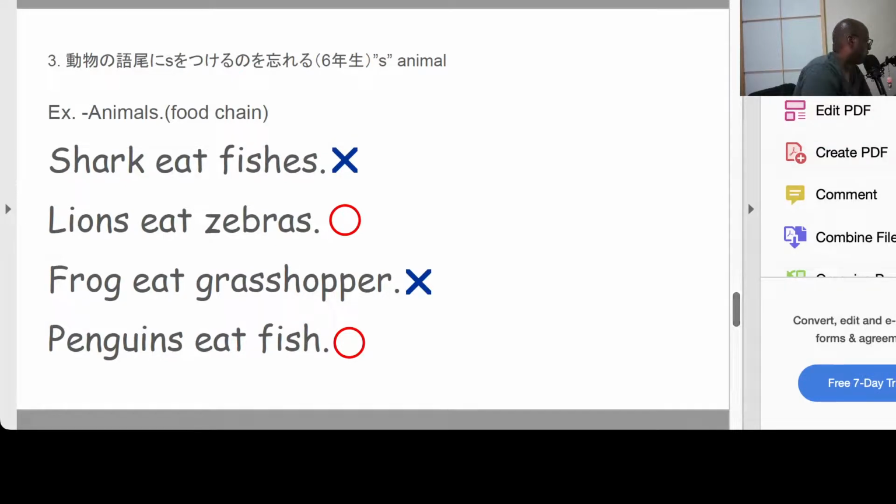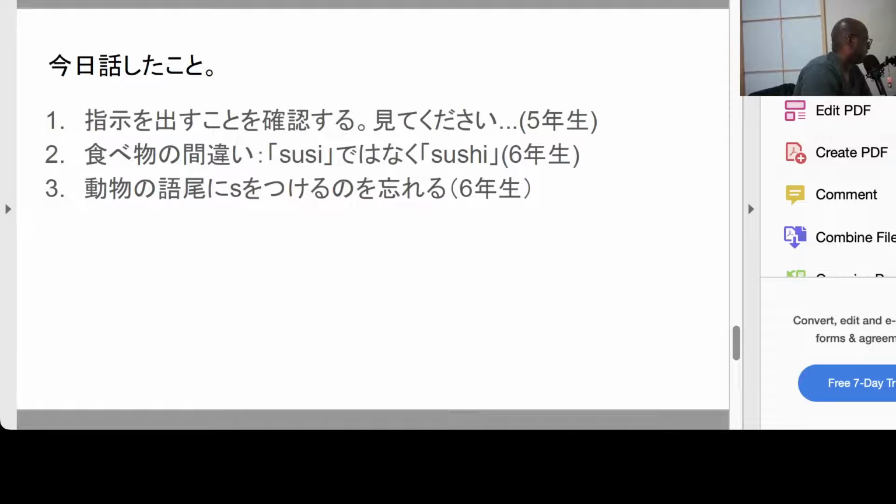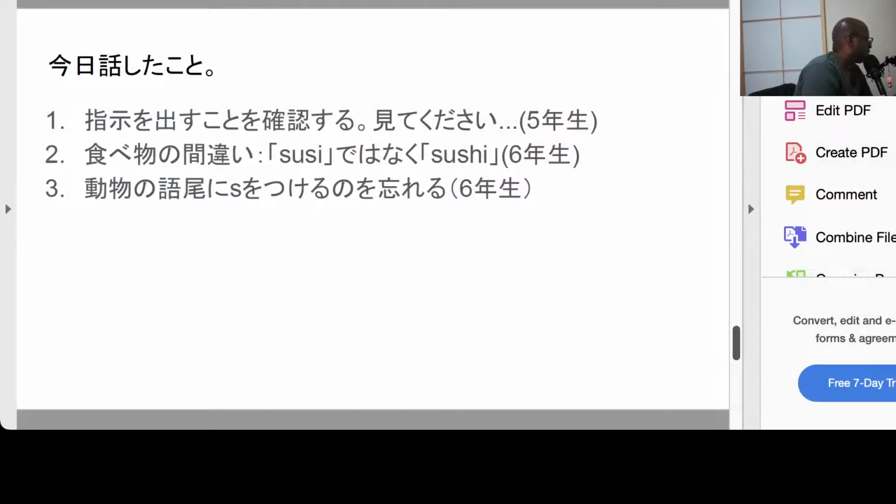So that is going to be it for today. So what did we talk about today? We talked about teaching our students to say, you can see it on your right, you can see it on your left. We also talked about the hiragana, romaji, and English alphabet differences and why the mistake from Suzy and sushi is made. And then we talked about animals, normal animal names with S, and special animal names like fish.